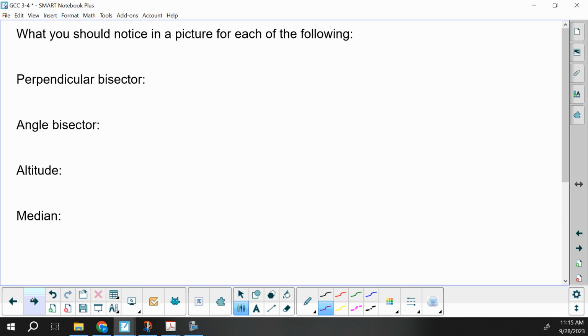If you have a perpendicular bisector, so perpendicular means there's right angles. Bisector means you're going to get two congruent segments. So what we would want to look for is congruent segments and a right angle. And we're going to draw an example here.